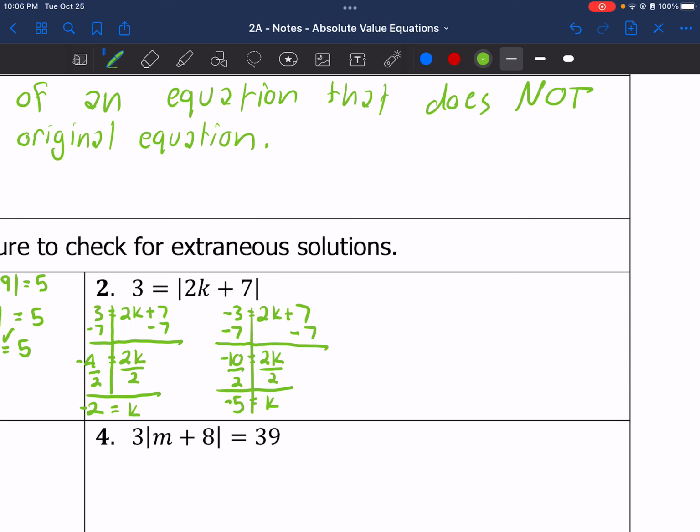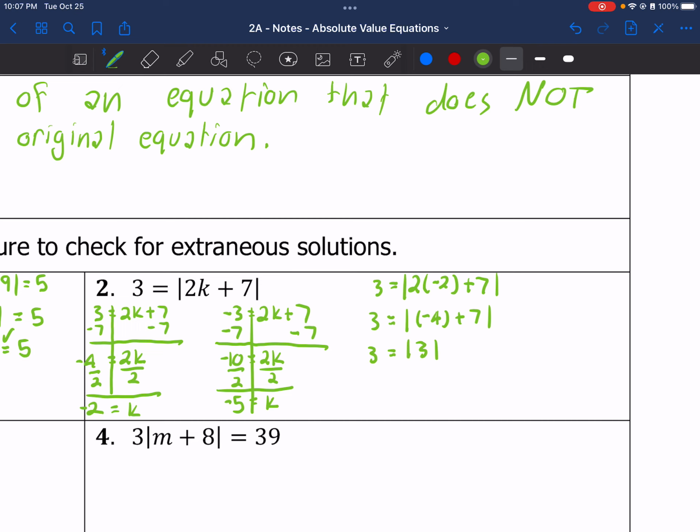So now we're going to plug these k's back into our original equation. And we're going to get 3 is equal to the absolute value of 2 times. We're going to plug in k equals negative 2 first. 2 times negative 2 is negative 4, plus 7. Negative 4 plus 7 is equal to 3.